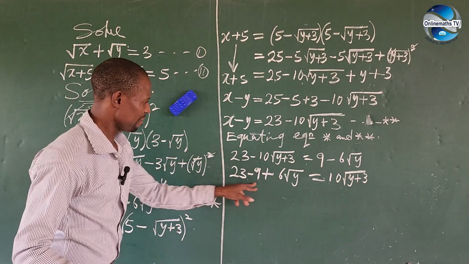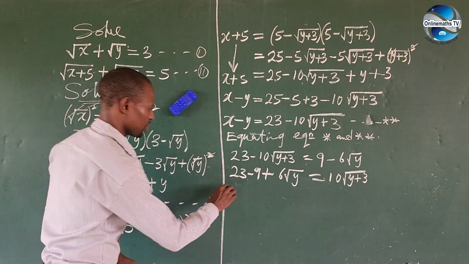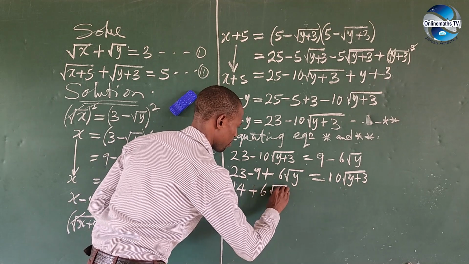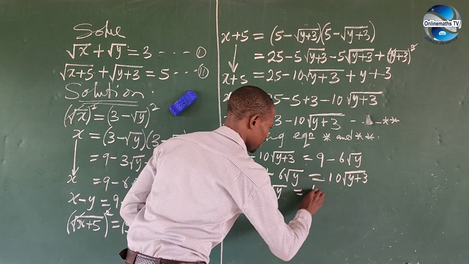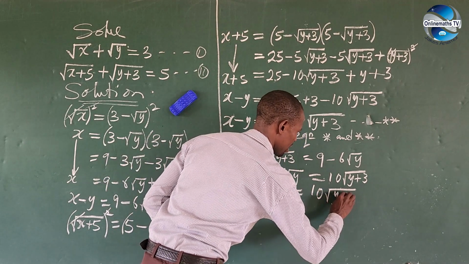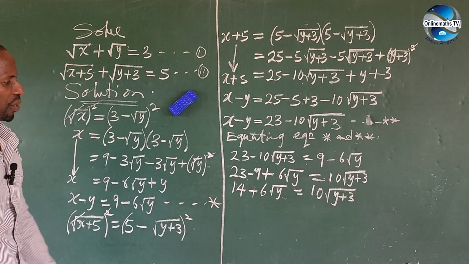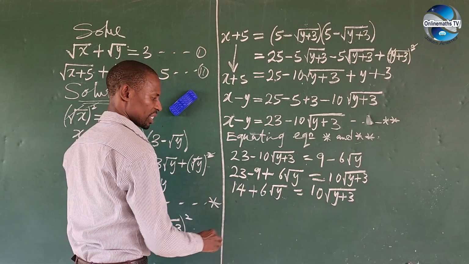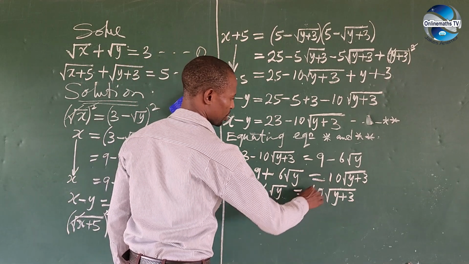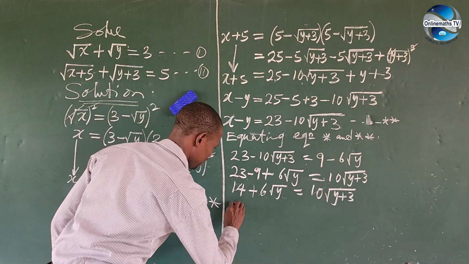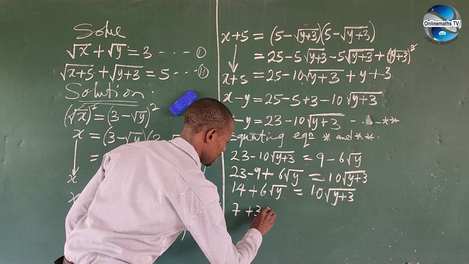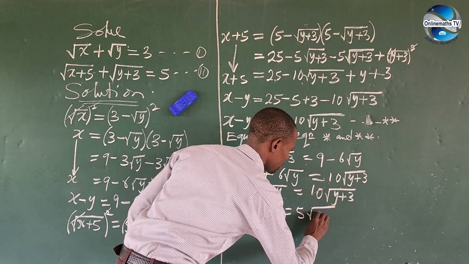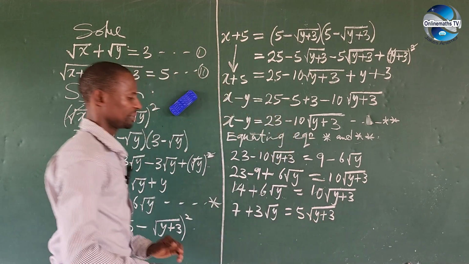Okay, so 9 from 23 will give us 14. So we have 14 plus 6 root y equal to 10 into the square root of y plus 3. If you watch carefully, 2 can divide through everything here. So 2 here will give us 7, 2 here 7, 2 here 3, 2 here we have 5. So we now have here 7 plus 3 into the square root of y equal to 5 into the square root of y plus 3.